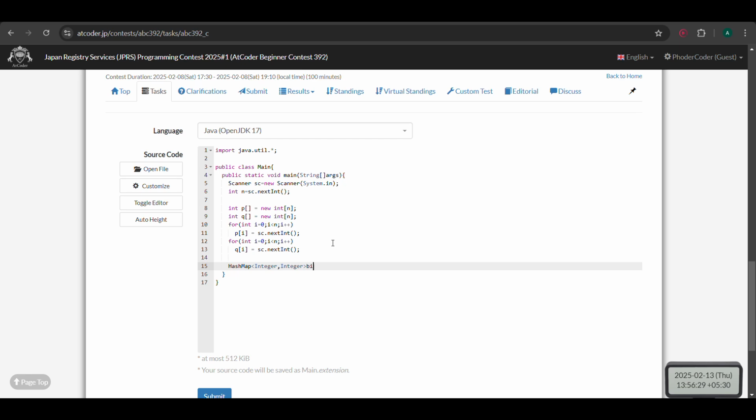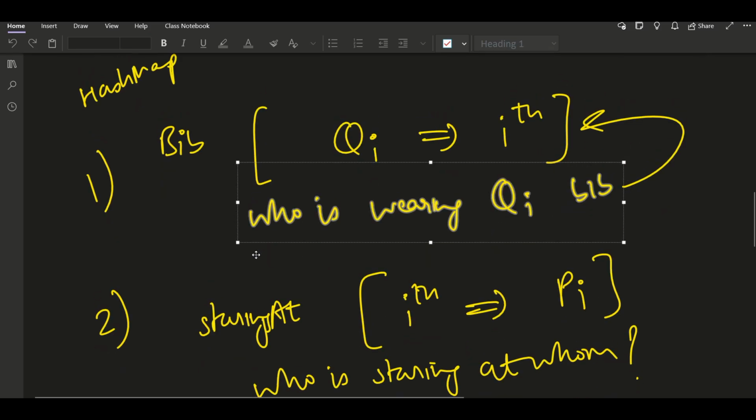Integer. The first one is called bib equal to new hash map. Same here, right? So the second hash map is called staring at, and the third hash map is called bib of, right? So we are making 3 hash maps.